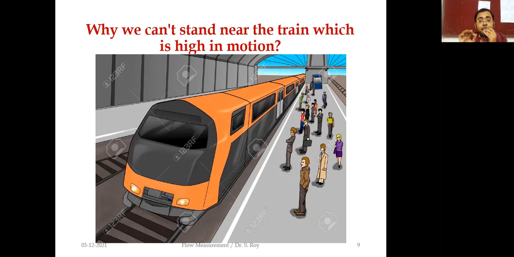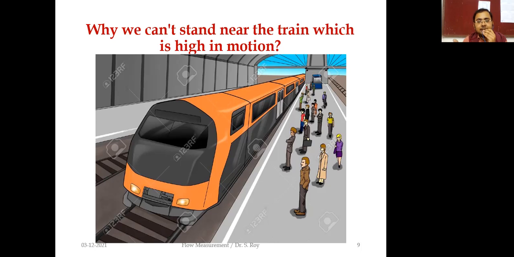This is also an example of Bernoulli's theorem. What happened? Whenever a high speed train is passing in front of a person, the distance between that person and the train is very small. So the velocity in between, that means between the person and the train, is very fast compared to the backside of that person.